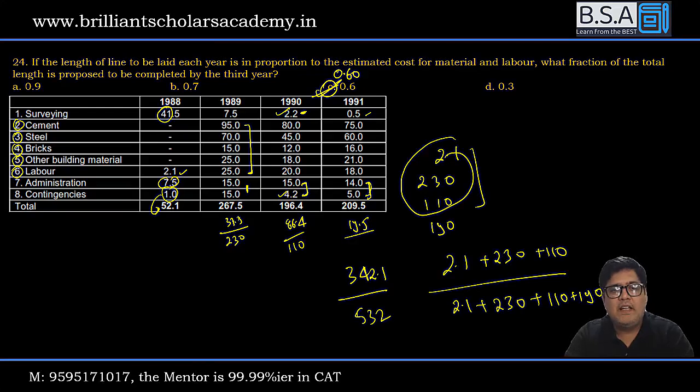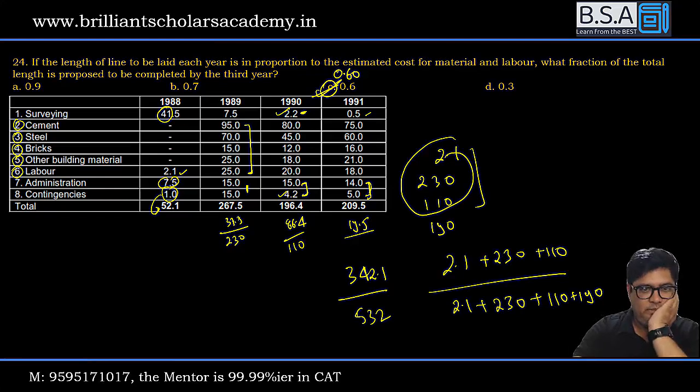Up to 1990, it should be 101. Did I make a calculation mistake here? 1990. Let me add it one more time. This is 6 and this is 15. Oh yes, we have that, and then 80 also.